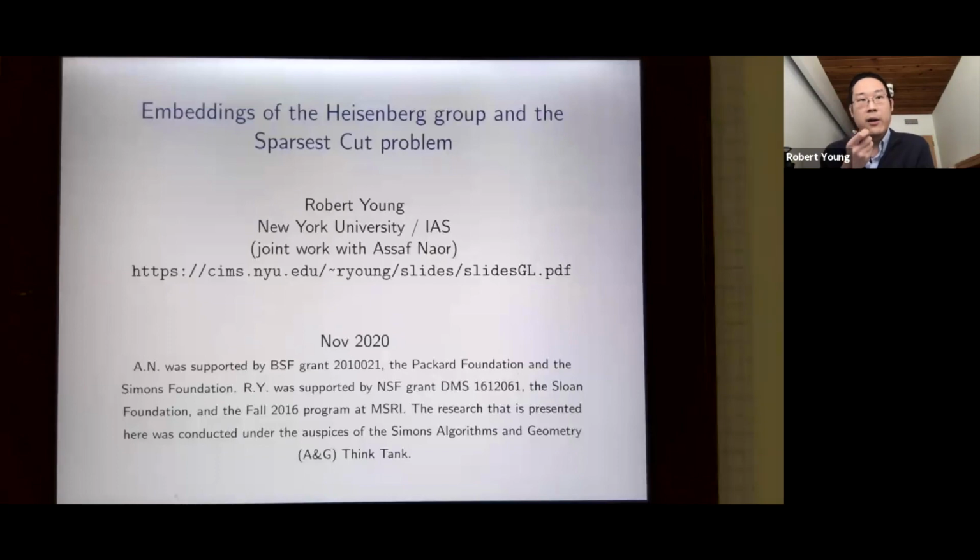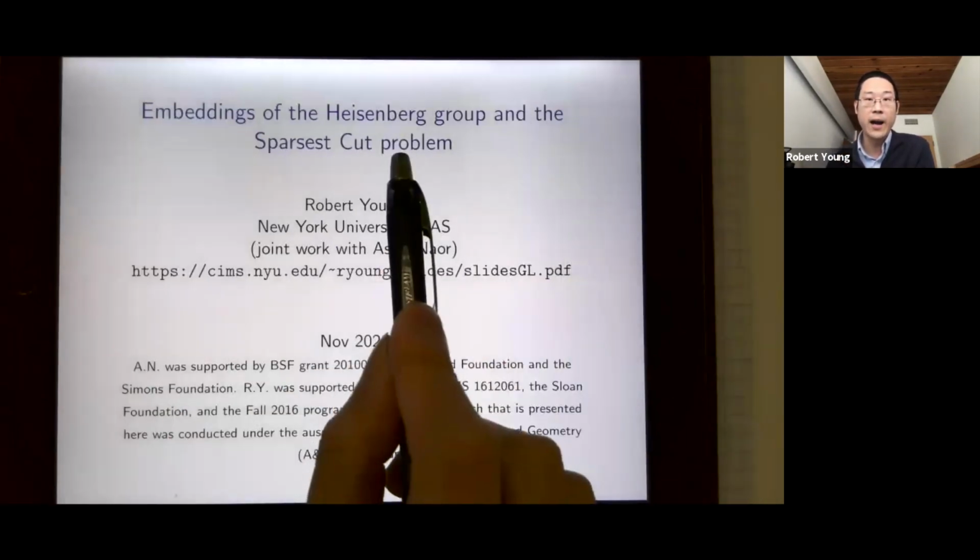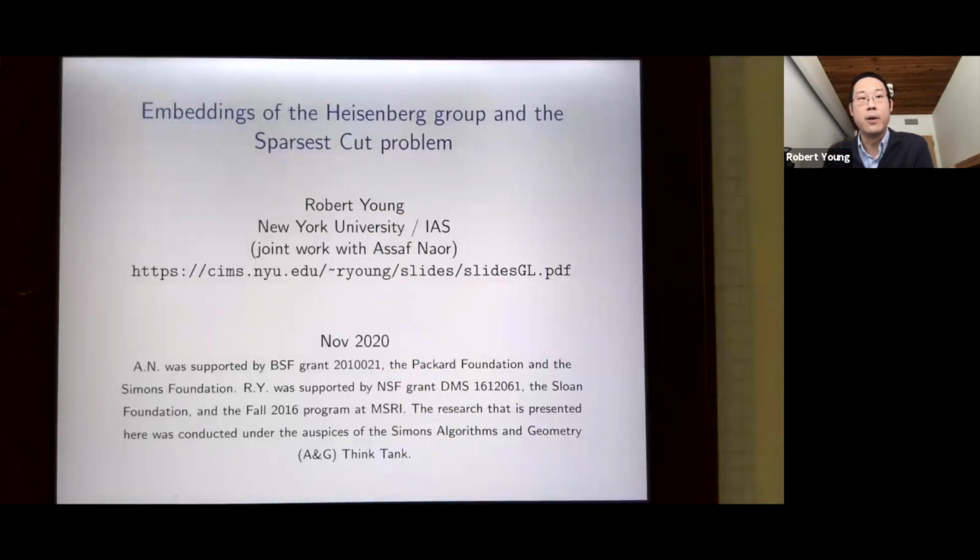And those algorithms, the accuracy of those algorithms depends on how well certain metric spaces embed in the Banach space L1. In particular, how well the Heisenberg group embeds in the Banach space L1. And so we got interested in embeddings of the Heisenberg group. And well, how well does the Heisenberg group embed in L1? It's known to embed poorly in Euclidean space, in Rn.